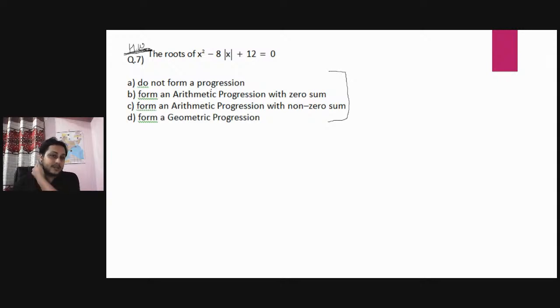So there are four options. The roots of this equation do not form a progression, form an AP with sum 0, form an arithmetic progression with non-zero sum, and form a GP, right? So this one is homework for you.